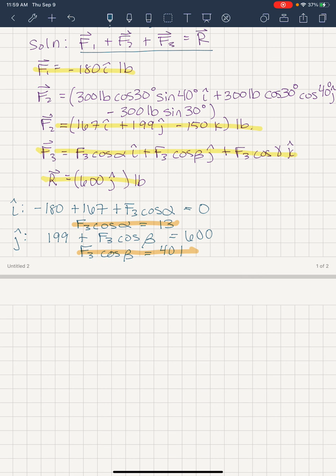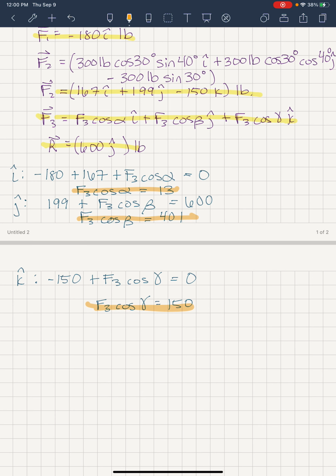And now let's pull out the K components. F1 doesn't have anything in the K. F2 has negative 150 in the K. F3 is plus F3 cosine of gamma in the K, and that equals 0 because there's no K component of R. So F3 cosine of gamma equals 150. So we have three equations with three unknowns.